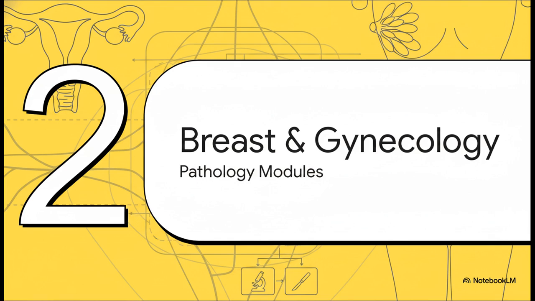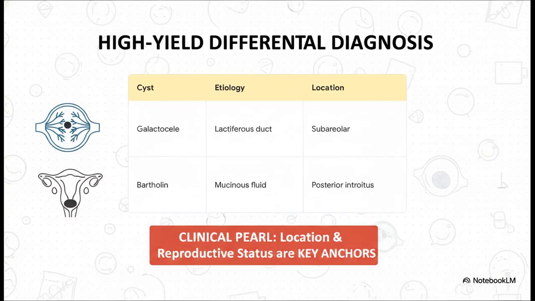Module 2. Pediatric neck mass embryology. This domain demands strict anatomic and embryologic mapping, where physical exam findings instantly dictate your diagnostic imaging and surgical management. Let's map the distinct etiologies of 2 common pediatric congenital masses.